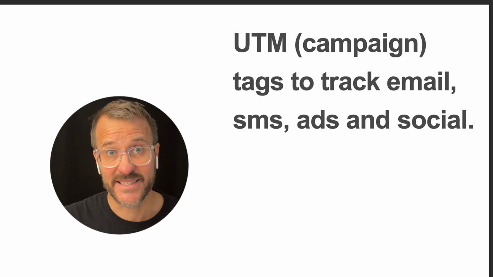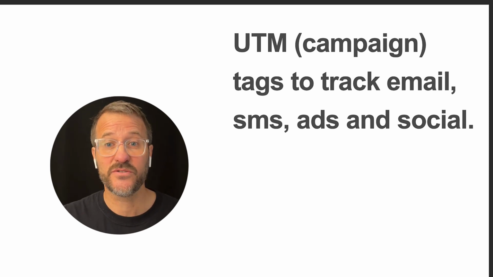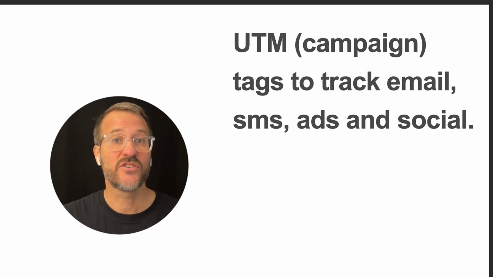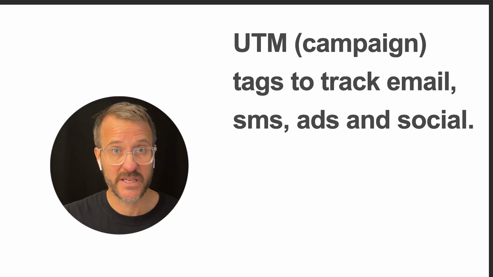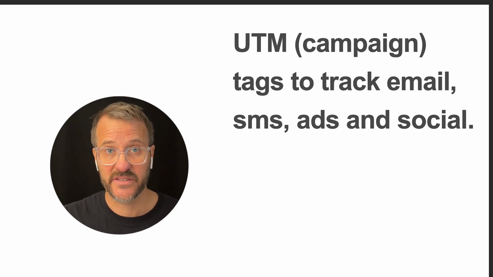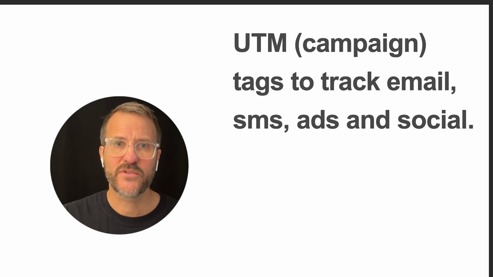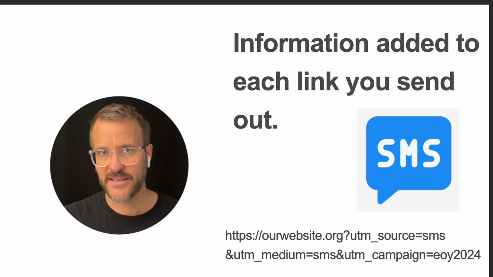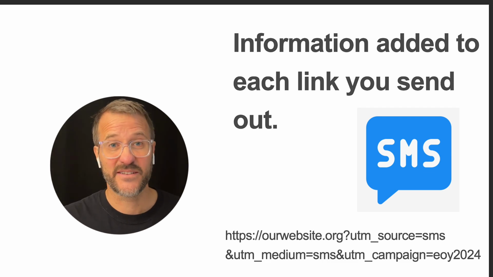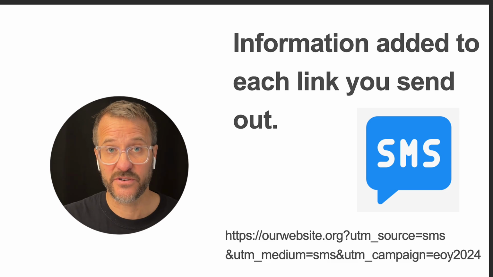Now, another thing that remains the same in Google Analytics 4 is that you need to use UTM tags or campaign tags to track your email, your SMS messages, certain types of ads, and your social media posts. That was really important in the previous version of Google Analytics, and it remains just as important in Google Analytics 4. Now, what I'm talking about here is a bit of information you add to each link that you send out, particularly on SMS and email, and ads and social. It tells Google Analytics that it was a message on SMS or email. Allows you to track that outreach really effectively.